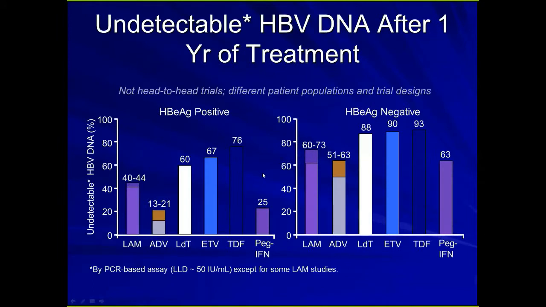How about the viral load? The viral load at 1 year of treatment becomes undetectable in 75% of tenofovir treated patients, about 70% of Baraclude treated patients. This is entecavir. So entecavir 70%, tenofovir about 75%. This is E antigen positive. In E antigen negative patients, a higher percentage will become undetectable by 1 year because they started off with a lower viral load.